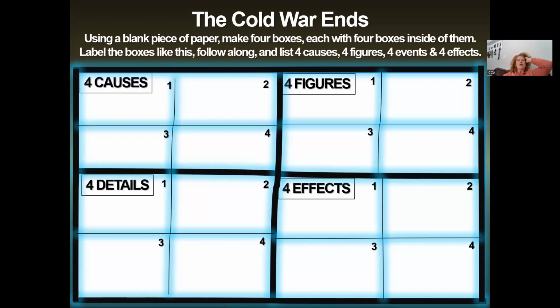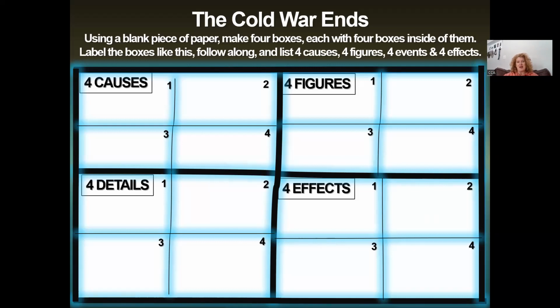Okay, so before I get started, if you don't have any paper with you, I'd like you to get a blank piece of paper and you can actually just fold it in half and fold it in half again, and then make 4 boxes within each of those boxes. It'll just be an easy way for you to organize some notes that we're going to take today about the Cold War ending and some things that happened after the Cold War ended.